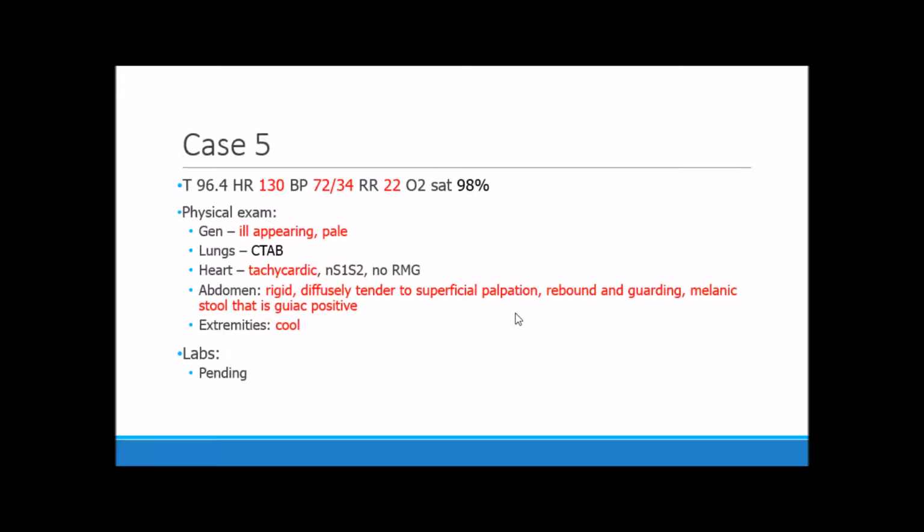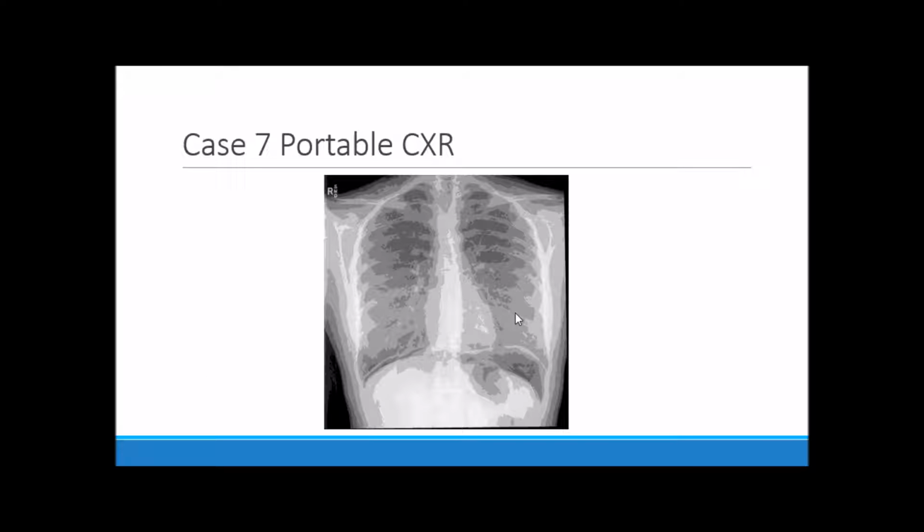Okay. So he's tachycardic, hypotensive, tachypneic, looks bad. Okay, his belly is rigid, diffusely tender to superficial palpation, has rebound and guarding. His stool is melanic, and it's guaiac positive, and his extremities are cool. Okay, labs are pending.